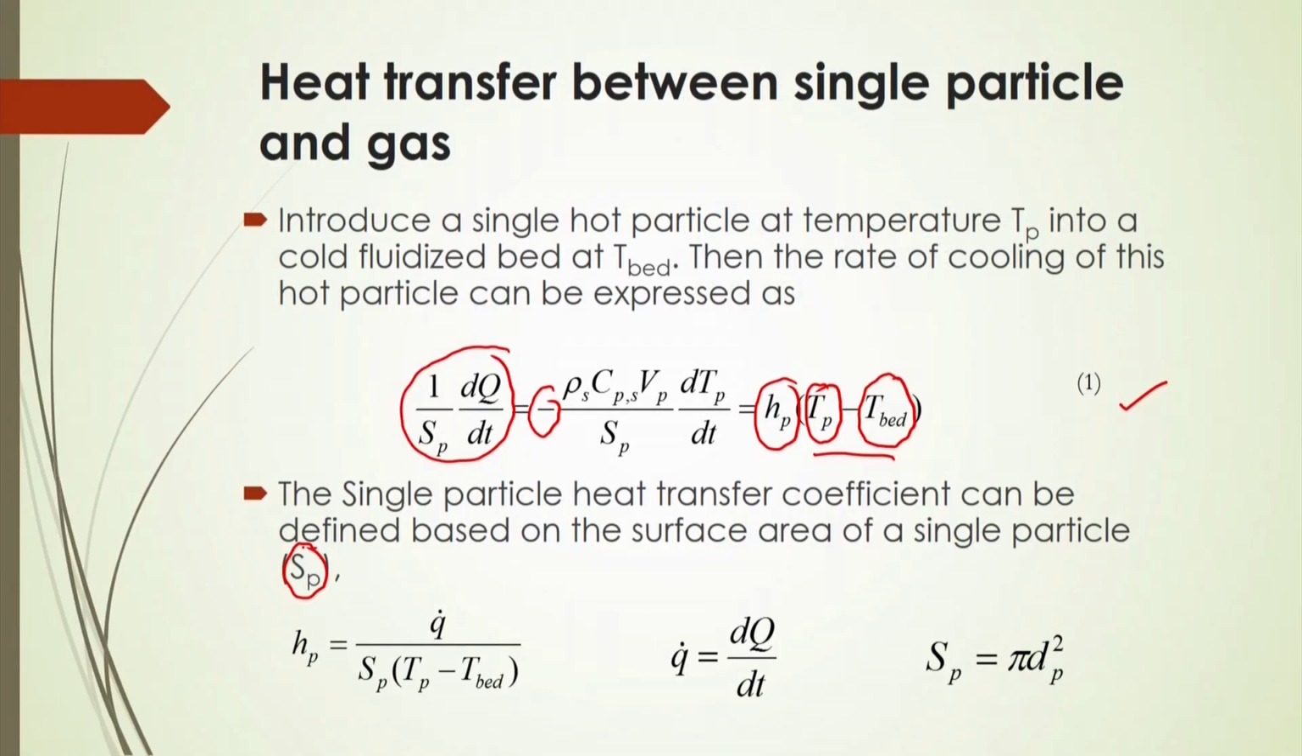So, the coefficient will be equal to q dot, meaning dq by dt, divided by the surface area of the particle into the temperature driving force, T p minus T bed, and here S p is the surface area of the particle, which will be calculated by this equation, that is pi d p square. That means if we know the particle diameter, then the surface area will be equal to pi d p square, if we consider that the particle is a spherical one.